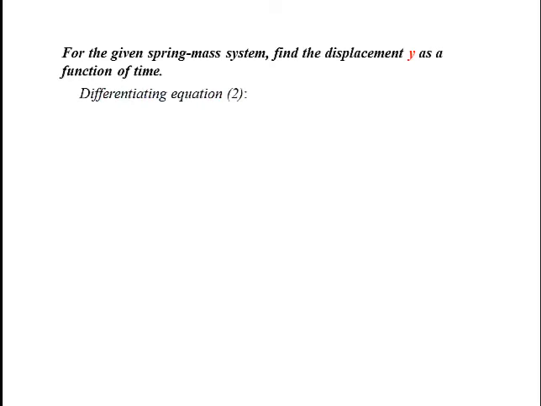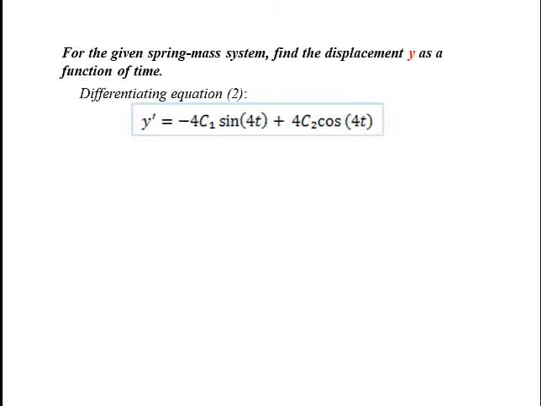And now, by differentiating equation 2, we get y prime equals negative 4 c sub 1 sine 4t plus 4 c sub 2 cosine 4t, and that is our equation 3.